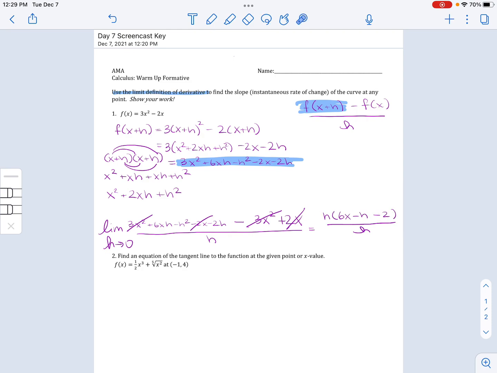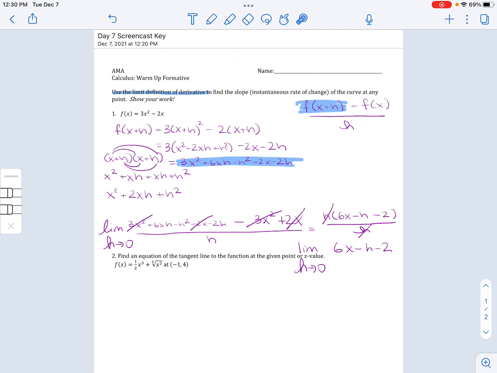So if you multiply these together, h times 6h gives me this term, h times negative h gives me this term, h times negative 2 gives me this term. I'll divide these out. You've got 6x minus h minus 2. And again, remember, the final part of that is to do the limit as h approaches 0. So once I substitute this into the formula and reduce everything and cancel each other out, I get this. And if there's no more h's, then you don't have anything to worry about.